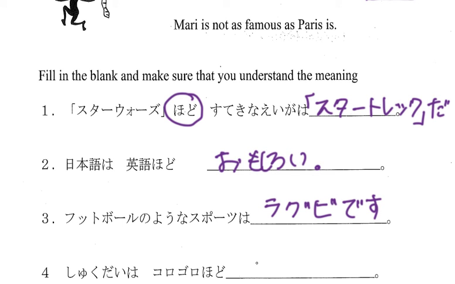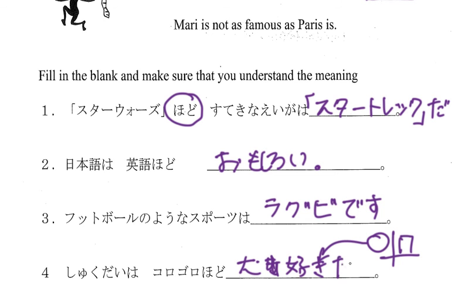And shukudai wa goro goro hodo. So goro goro sets it as much as. So we've got our comparison. We're taking goro goro, but I'm going to decide what this part is. So I'm going to say daisuki desu. Oh, I can't write today, sorry. Daisuki da. A quick explanation of the two.